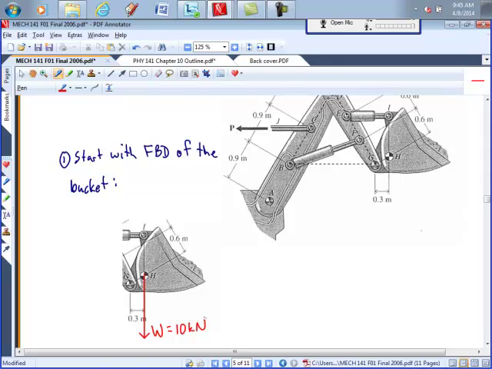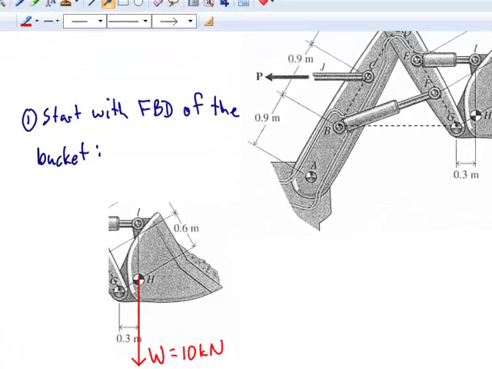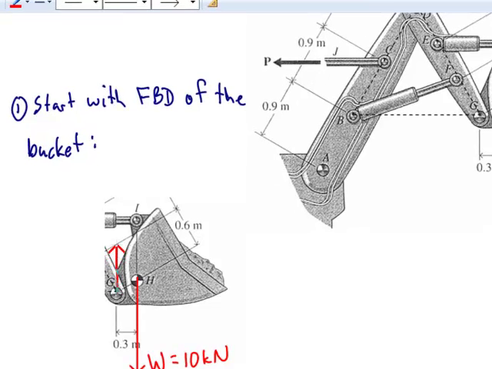Reactions at G, which is a pinned joint, so it could have X and Y reactions. I'm pretty sure the Y reaction is going to be up. The X reaction, I think it's actually going to be right. But if you don't know, draw it in a positive direction, and if it comes out negative, then it's in the opposite direction. What about the force at I?